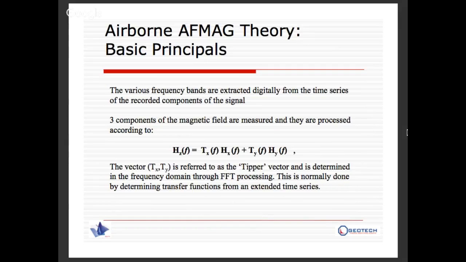In general, the theory is that we have a relation between the vertical component and the two horizontal components, and those are related by this T vector, known as the tipper. That's why the system is named this way: it uses the vertical component and the tipper vector.